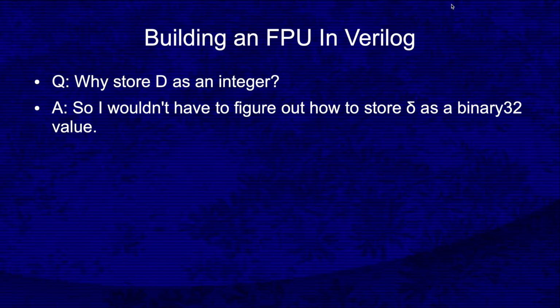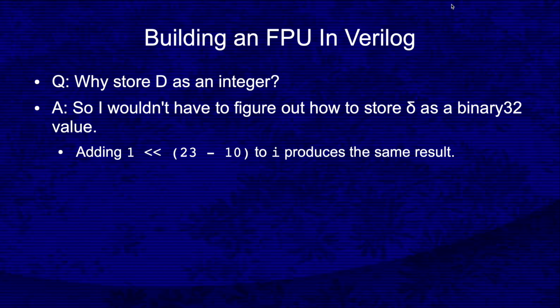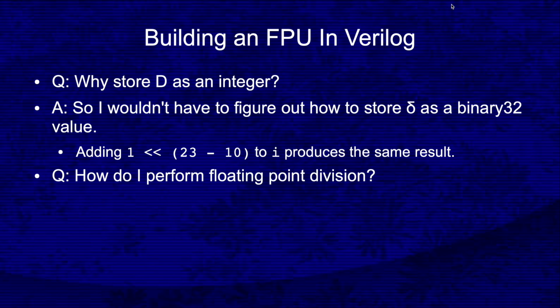Because doing so means I didn't have to figure out how to represent the value delta as a binary 32 value. I know that adding the integer value 1 shifted left by the quantity 23 minus 10 to I is going to yield exactly the result I need. Okay, I still need to perform a floating point division, so you're probably wondering how I accomplished that.